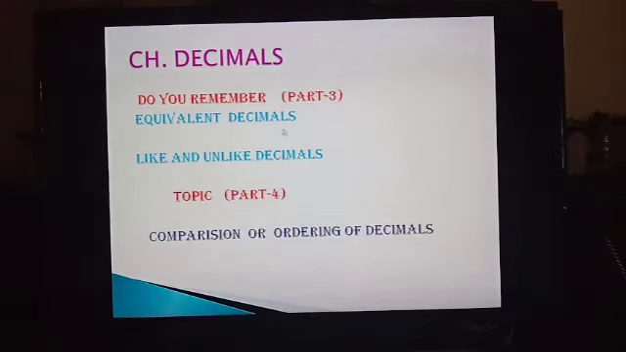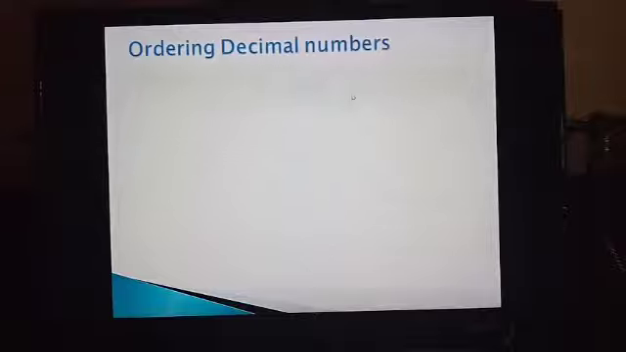Do you remember in part 3 I explained equivalent decimals and like and unlike decimals. So today's topic is comparison or ordering of decimals, children. Comparison means you compare two decimals or more than two decimals. If two decimals are there, we need to compare using greater than, less than, or equal to symbols. Ordering means if more than two decimals are there, we write them either in ascending or descending order. So let us see the ordering of decimal numbers.